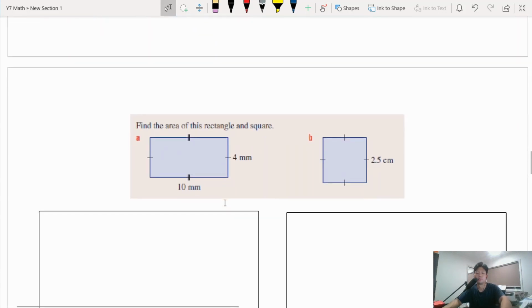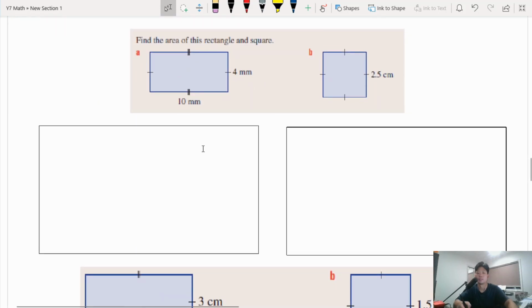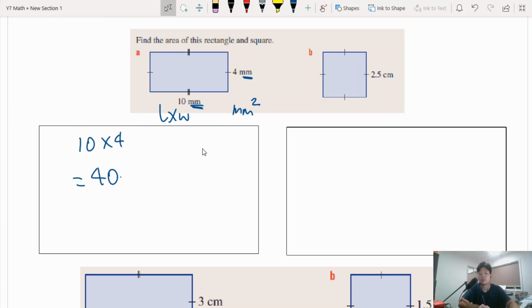Alright, so let's move on to these questions using that formula. Once again, length times width. And just remember, it is in millimeters this time, so the answer will be in millimeters squared. Alright, to give that a go, length times width, 10 times 4, that gives us an area of 40 millimeters squared.